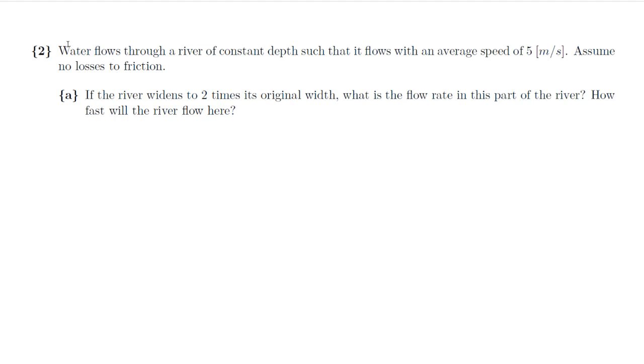2. Water flows through a river of constant depth such that it flows with an average speed of 5 meters per second. Assume no losses to friction.